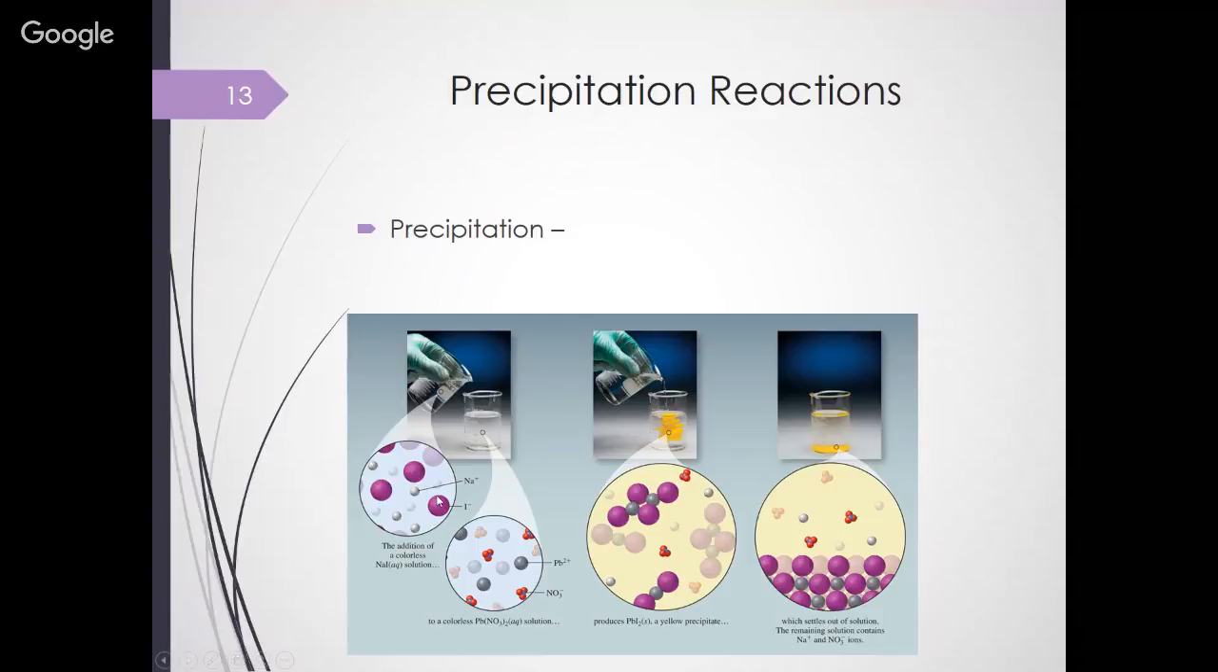So if we take sodium iodide and mix it with lead nitrate, what happens is the lead and the iodine are so attracted to each other that they're going to form a solid and fall out of solution together.